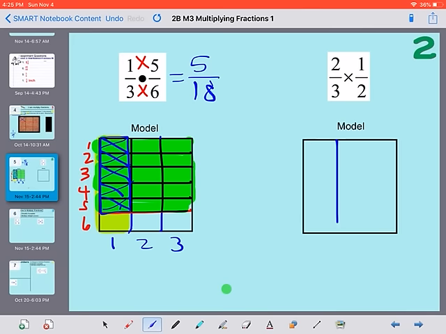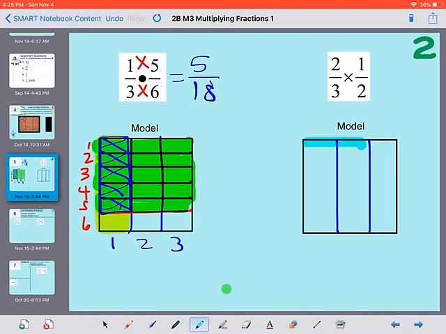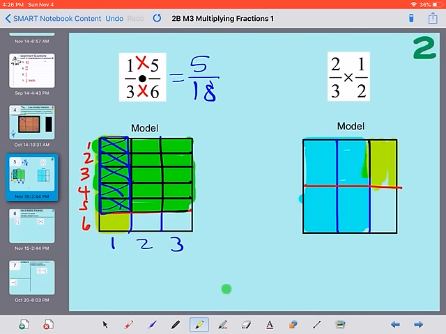We have 2/3. So again, if I divide this into thirds, we're looking at 2 of those. And then we want half of what's there. Well, 1 out of 2, we're looking at just half of that. So where does it overlap? Well, ours overlap here, the part that we have in common. 2/3 times 1/2. Really, we have 2 pieces out of a total of 6.